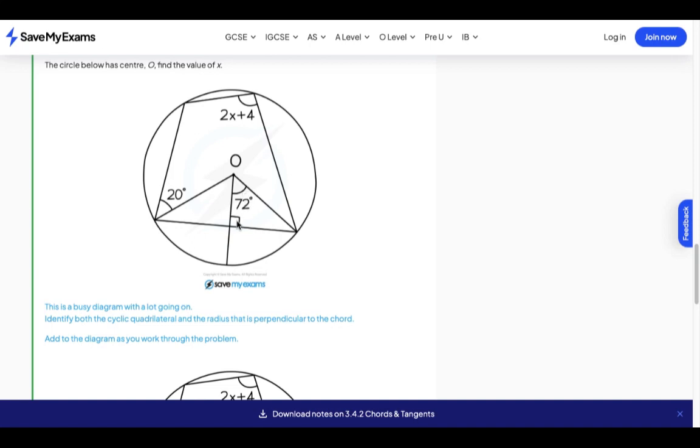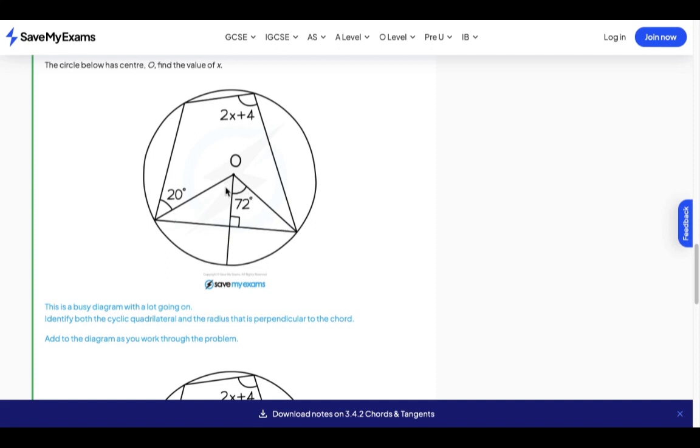If here is 72, here will be 90 degrees because it's a straight line. You can see they show 90. So 90 plus 72 is 162. 180 minus 162 would be 18. So this place is 18. If this angle is 18, this angle is also 18, because the base angles are equal as they are both made by radii. So here is 18 degrees.